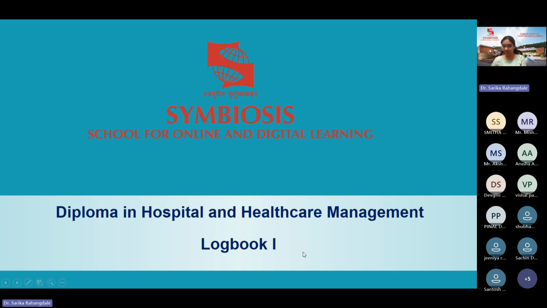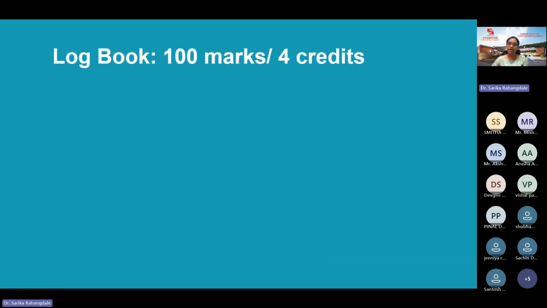Yes. So we'll start with the session, Logbook 1. As you are already aware, Logbook 1 is a practical course. We have a total of 6 theory courses and 1 logbook, which is a practical course, which carries 100 marks and is of 4 credits.